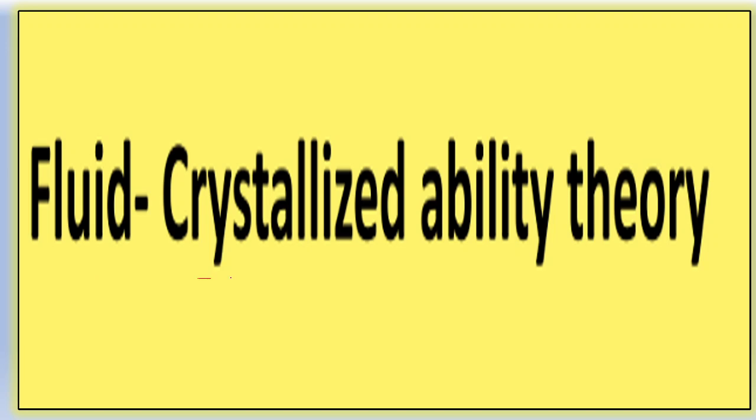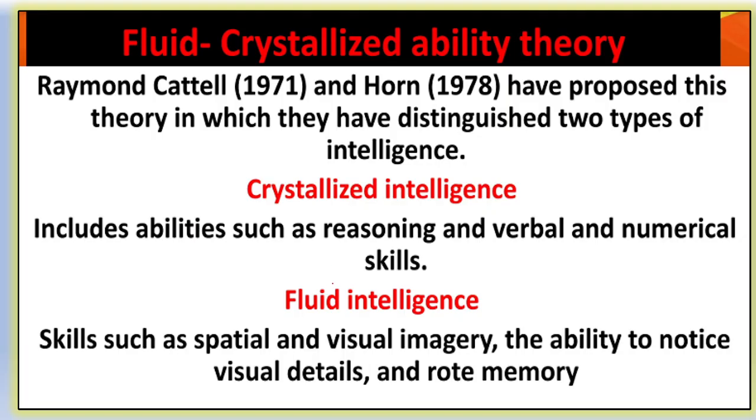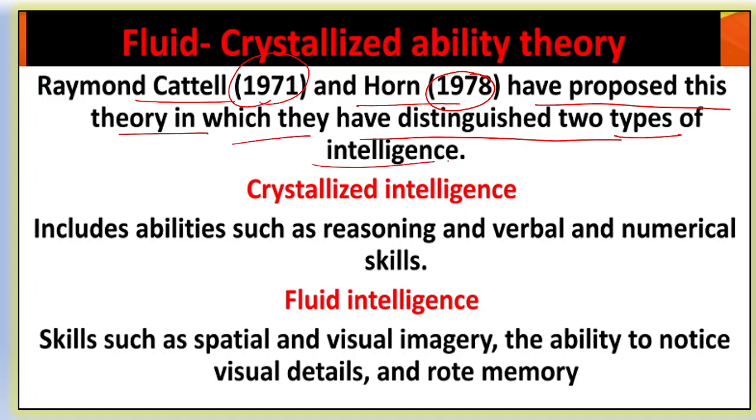Then Fluid and Crystallized ability theory. Fluid and Crystallized ability theory includes Raymond Cattell in 1971 and Horn in 1978 have proposed this theory in which they have distinguished or differentiated two types of intelligence. The number one is crystallized intelligence. Crystallized intelligence, what do we mean by that?